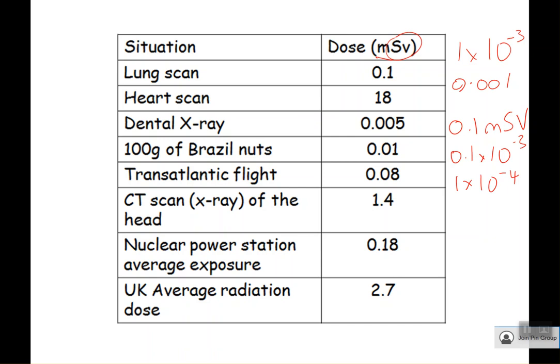As I said, it might be talking about how many things you can do in a year. Has this person gone over their recommended dose of radiation in the year?